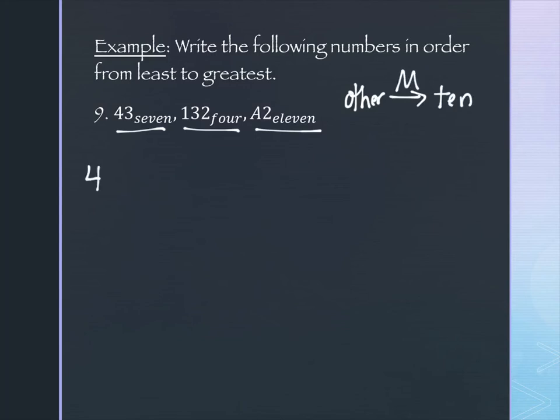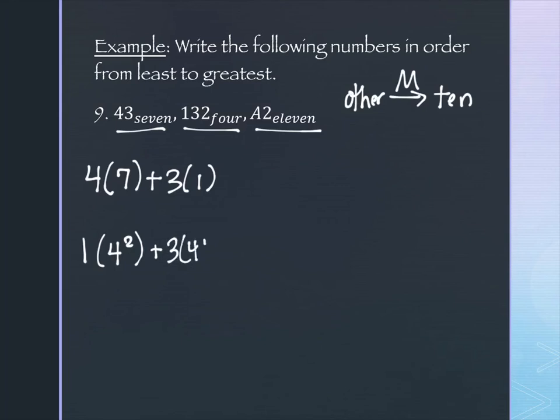So in base 7, I will have 4 times 7 plus 3 times 1. In base 4, I'll have 1 times 4 squared, because I have 3 numbers on this one, 3 times 4 to the first, plus 2 times 1. And with A2, A is again the number 10. I have a 2-digit number, so at base 12, it's times 12. And then plus the 2 that's being multiplied by 1.